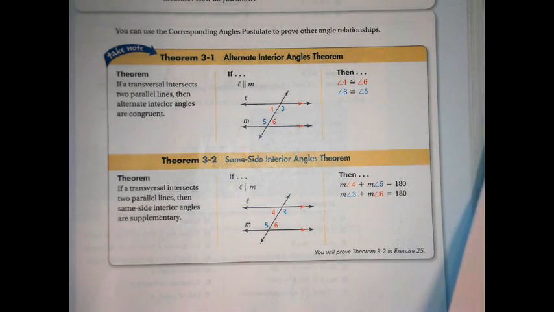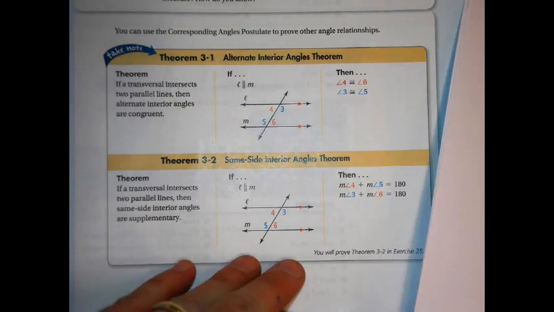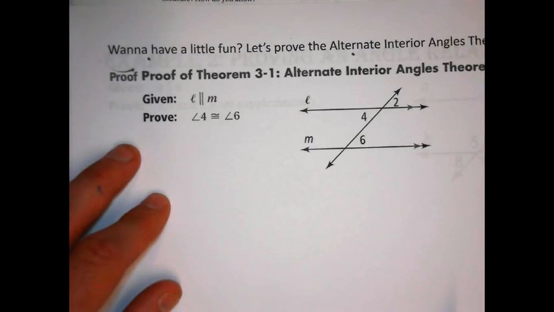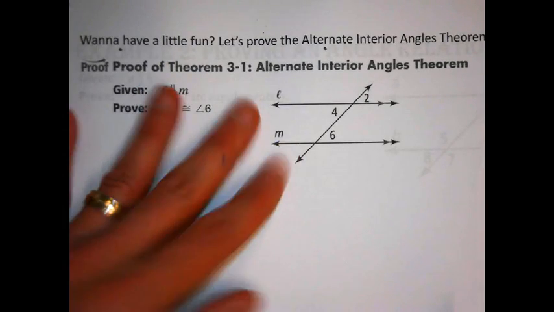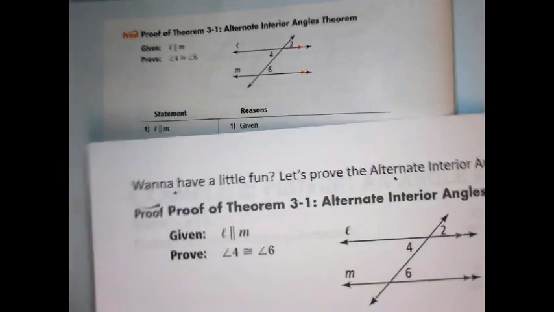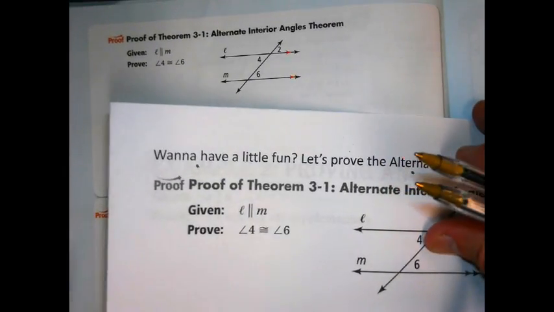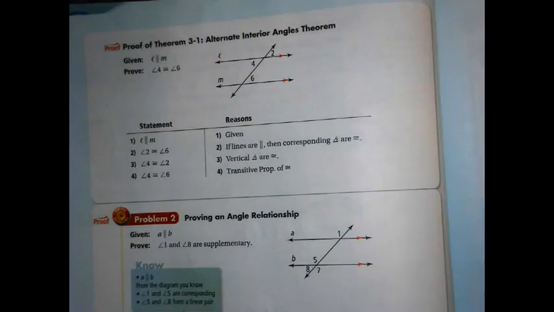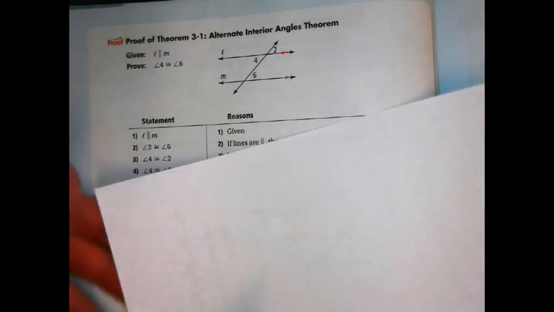So what we're going to do is have some fun. Let's prove that alternate interior angles are congruent when the two lines are parallel. I want to refresh your memory on how proofs work. Okay, so how do proofs work? In the textbook, here's the same question. It's there in the textbook.